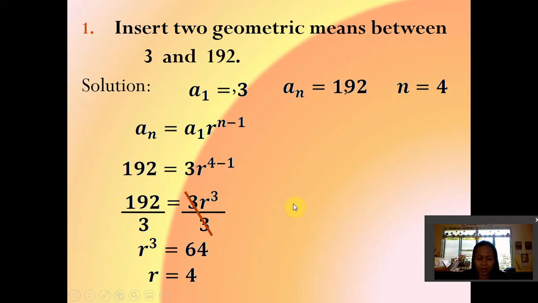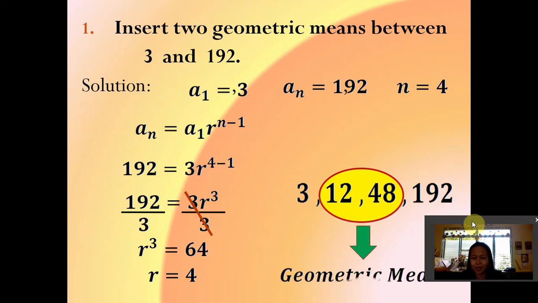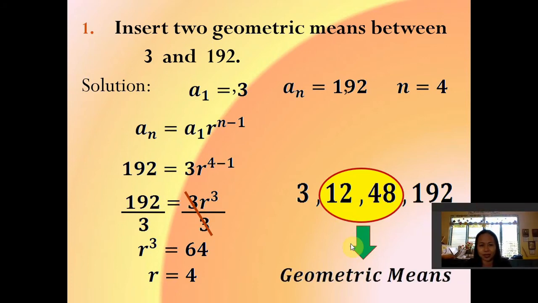What are we going to do next? Take note, our first term is 3. Multiply it by 4, that is 12. Times 4, that is 48. Then times 4, that is 192. So this is our first term, and this is our fourth term, 192. Therefore, how do we call this 12 and 48? These are our geometric means. So these are the two geometric means that we inserted from 3 up to 192. So 12 and 48 are our geometric means.